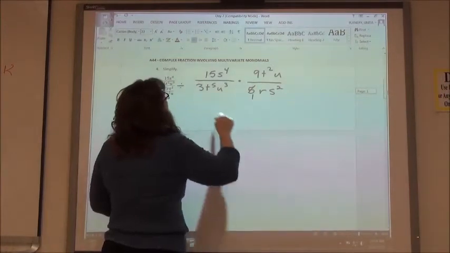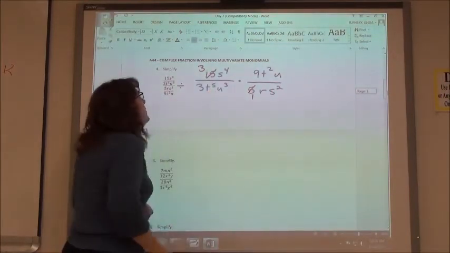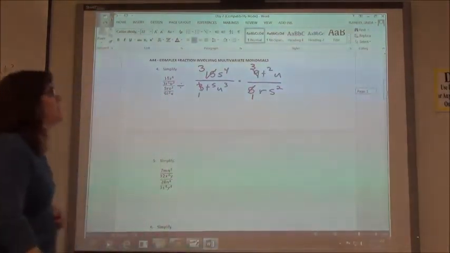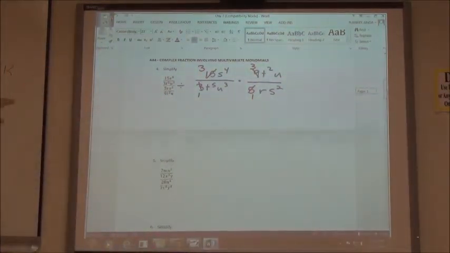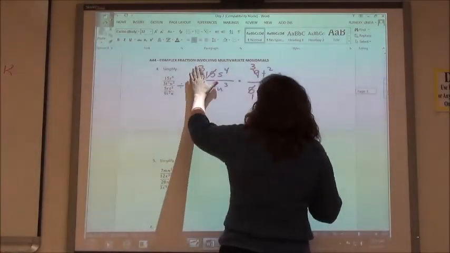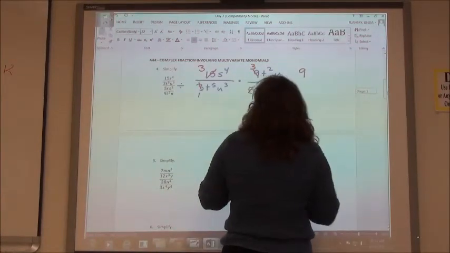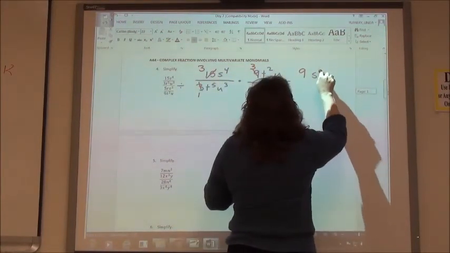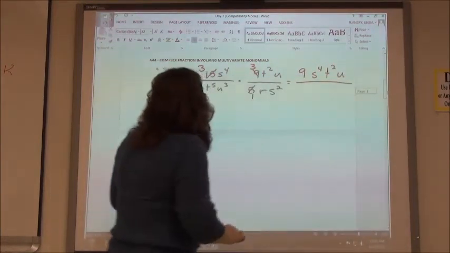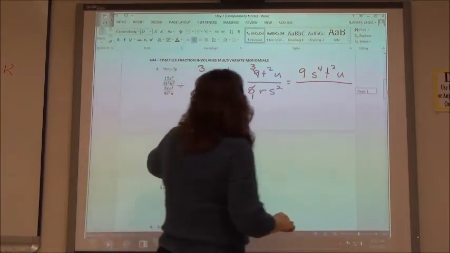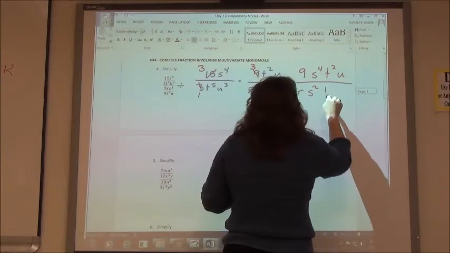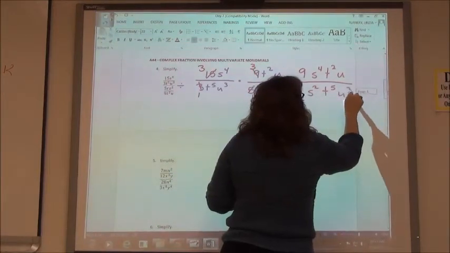5 goes into 5 once and into 15 3 times. 3 goes into 3 once and into 9 3 times. I then like to multiply across the top and across the bottom just so I can combine stuff and rearrange stuff. I have a 3 times a 3, which is 9. And I have an s to the 4th, a t to the 2nd, and a u. On the bottom, 1 times 1, so I don't need that. If I put them in order, I have an r, an s to the 2nd, a t to the 5th, and a u to the 3rd.